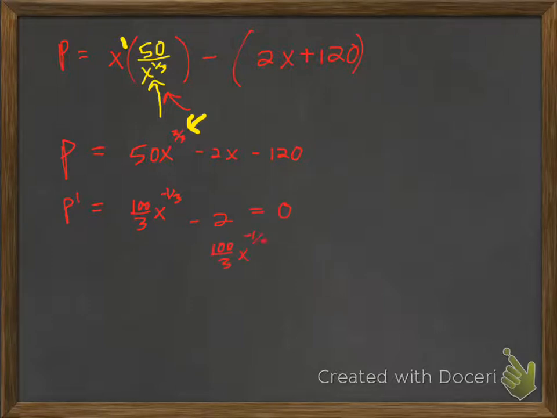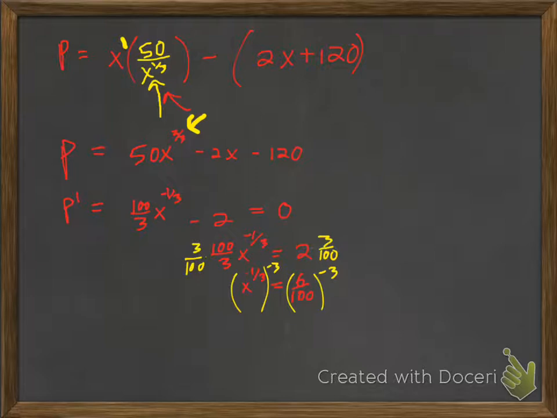And then from there, add 2 to both sides, and multiply by the reciprocal on both sides to get rid of that 100 thirds. And here's where I end up. x to the negative 1/3 equals 6 over 100. And if you don't know what to do with this, I want to have x equal something. There's a couple ways we could approach this. I think the simplest one is if you take both sides to the negative 3 power. So if I take each side to the negative 3 power, it creates x to the first on the left, which is what I want, and I get 6 over 100 to the negative third. Honestly, I think that's the easiest way to simplify this.